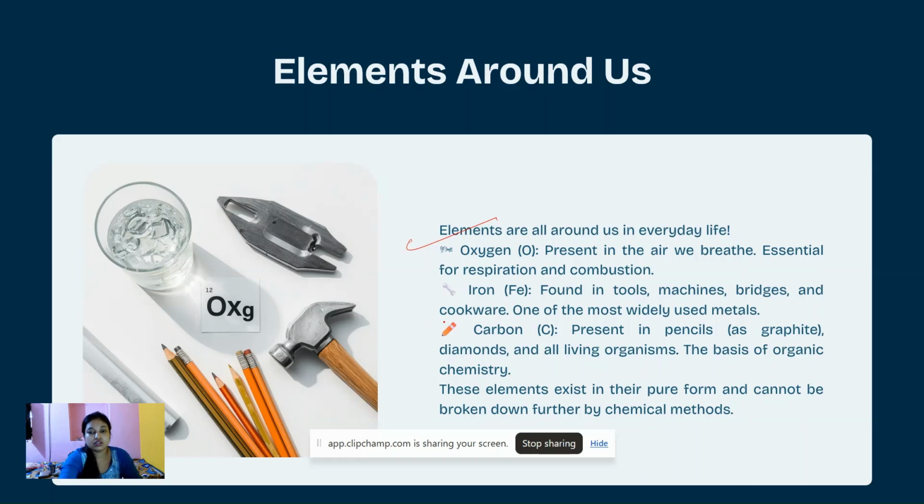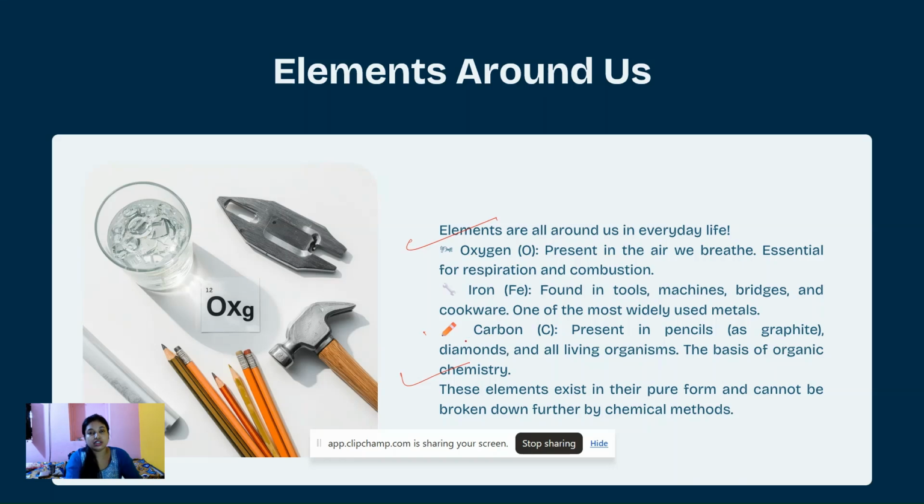The next thing is, what are elements? An element is a pure substance made up of only one kind of atom. Elements cannot be broken down into simpler substances by chemical methods. Oxygen, essential for breathing and combustion. Hydrogen, the lightest element, found in water. Iron, used in tools, construction and the human body. There are 118 elements in the periodic table.